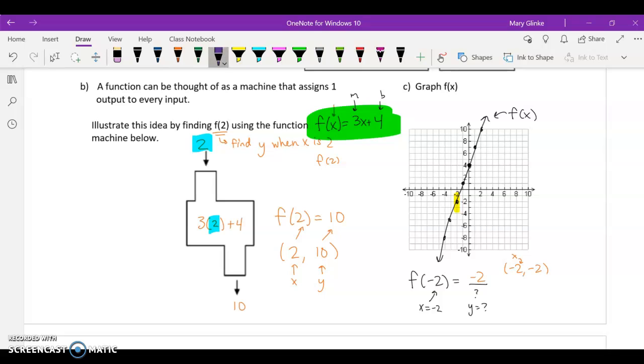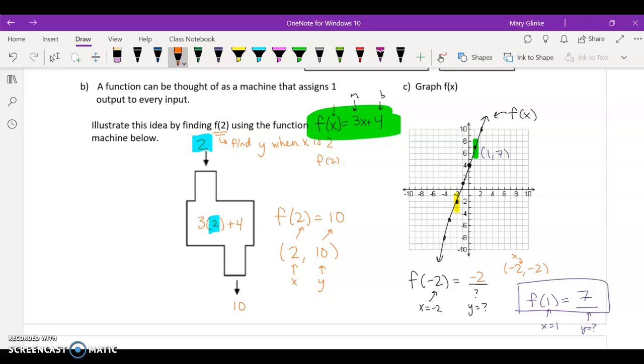Let's go ahead and try another one. Let's find f of, I don't know, 1. When x is 1, what is y? So we can look at our graph. 1 comma something happens here. So when x is 1, my y value here is 7. So f of 1 is 7.